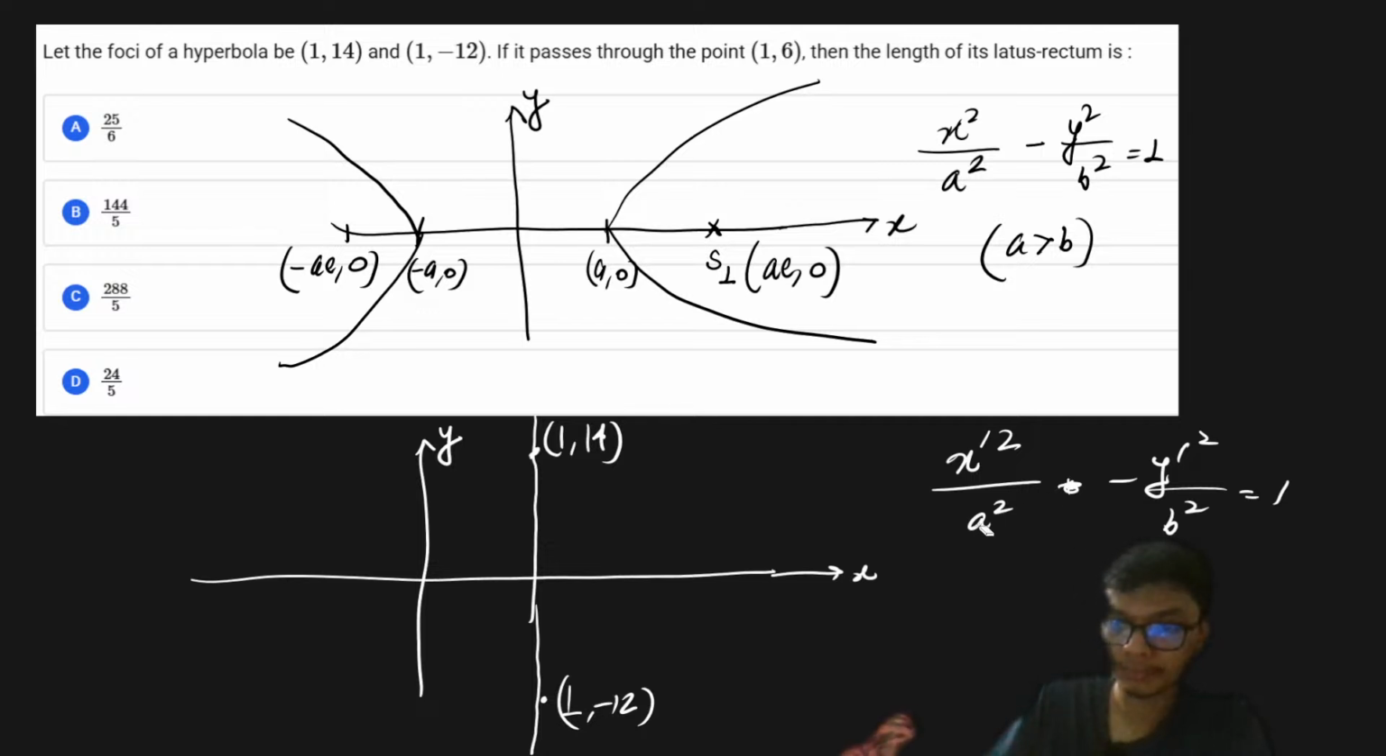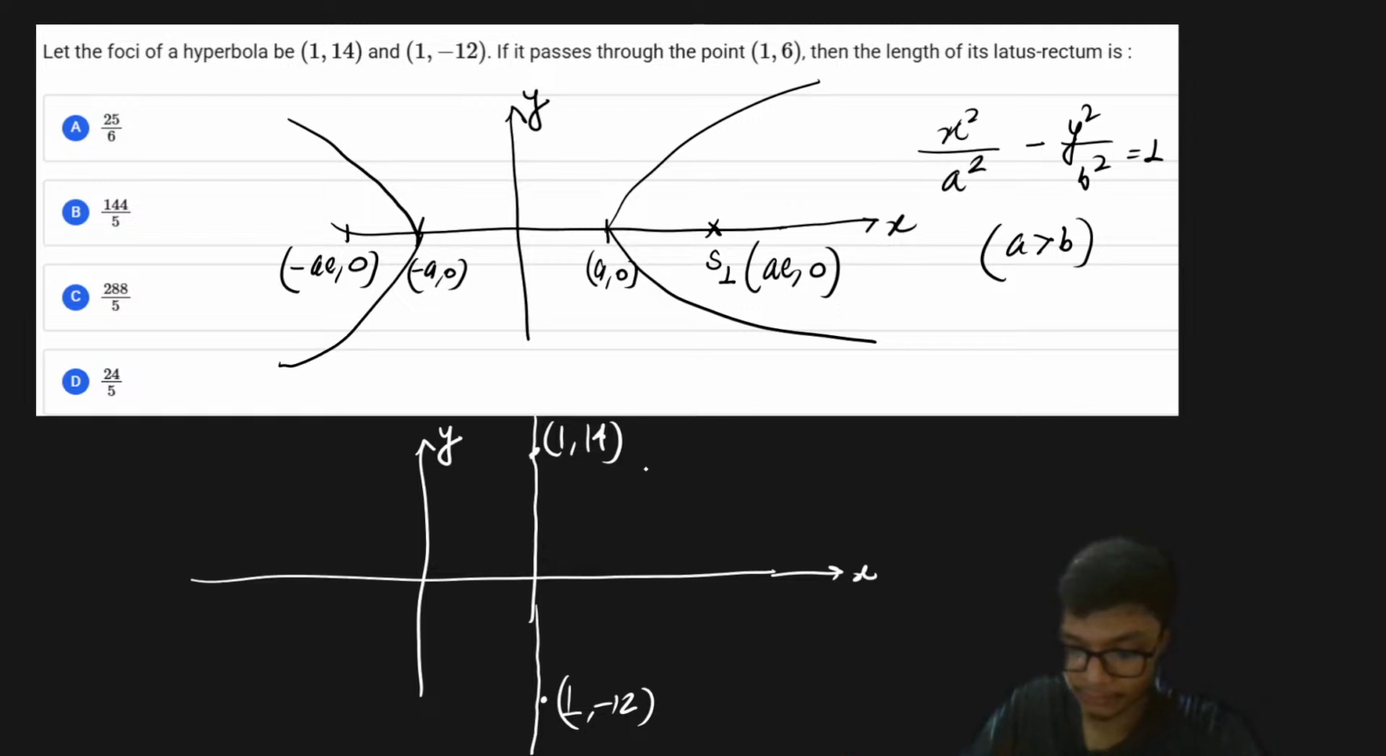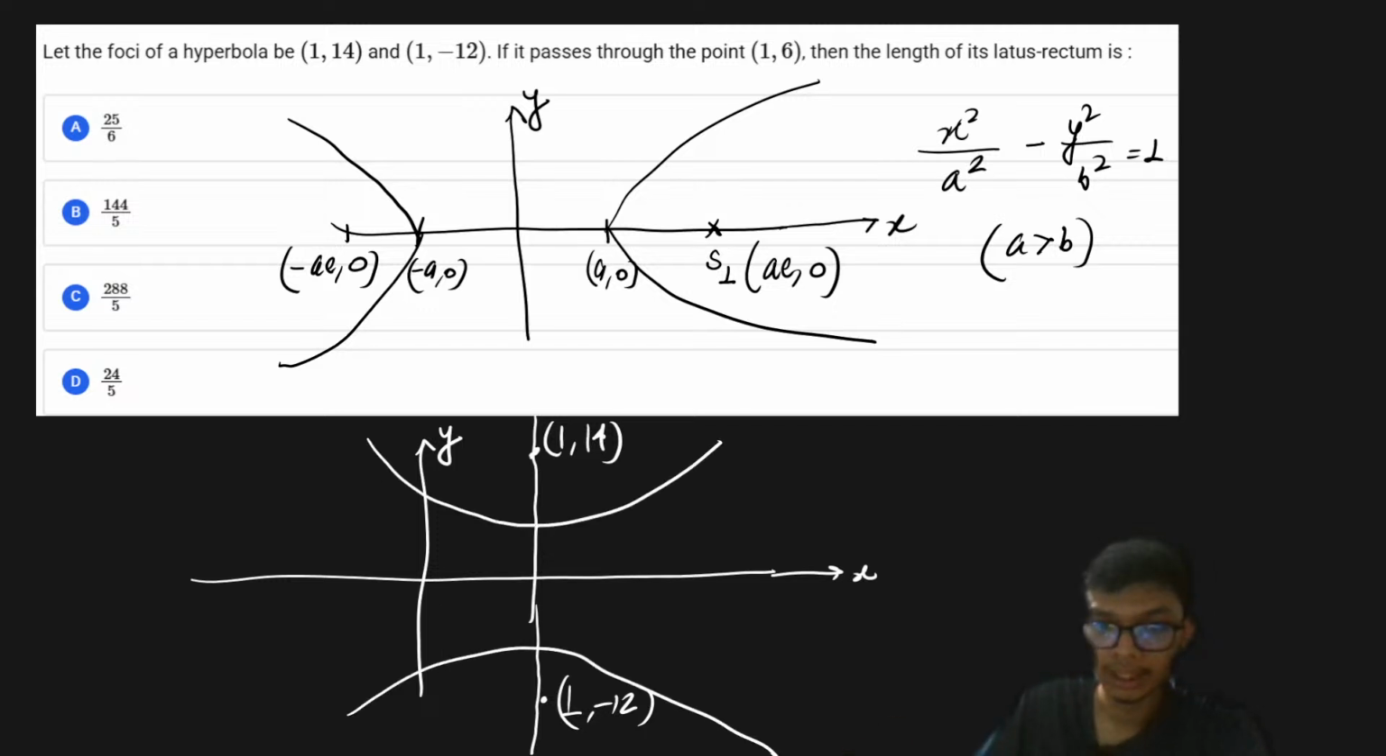From this case, you can understand that these are the foci of the hyperbola. Let us draw the branches of the hyperbola, which will be something like this, right? And this is the point of intersection of it. Now if I try to find the midpoint of this axis, the foci, you will see that the midpoint of the foci is always going to be the center of the hyperbola.